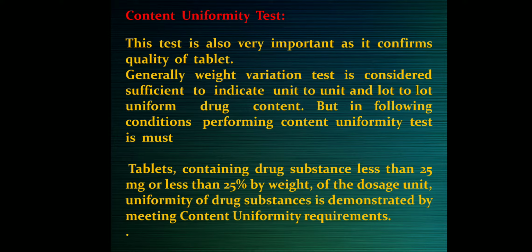the simple rule is 25 plus minus 25, right? So, if the percentage is less than 25% of total tablet weight, or the amount of drug present in the tablet is less than 25 mg, we have to go for the drug content uniformity test. Otherwise, the weight variation test is sufficient. So this 25 number we have to always remember, 25 mg or 25%.